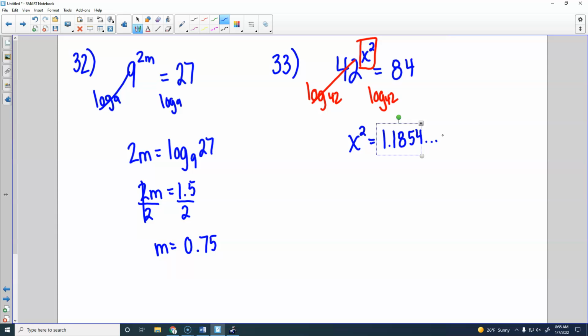So how do we get rid of the square? Can you draw it? It's square root. Right, so square root is what we need to do. That square root will be the opposite of our square. Sometimes students forget what it is, but they can do this for me.